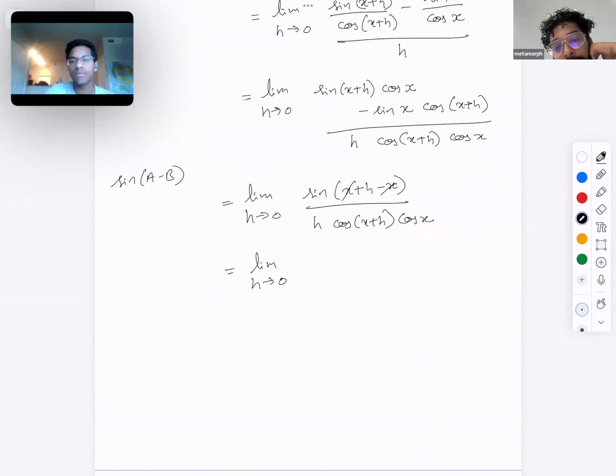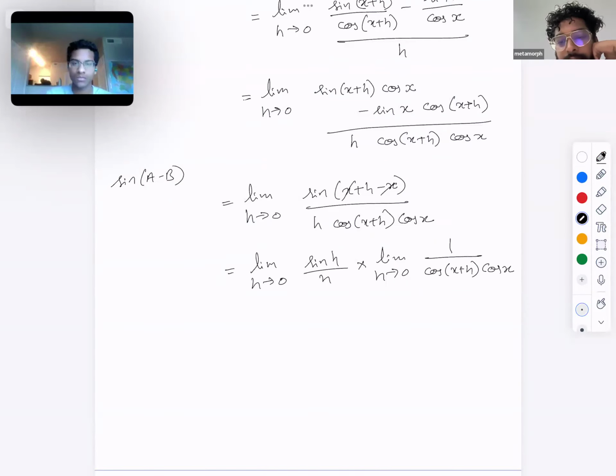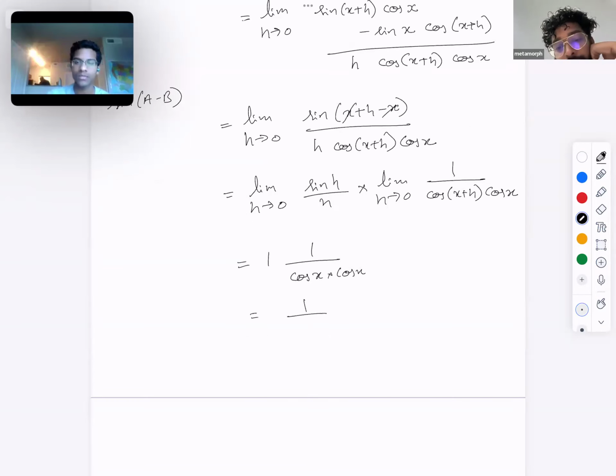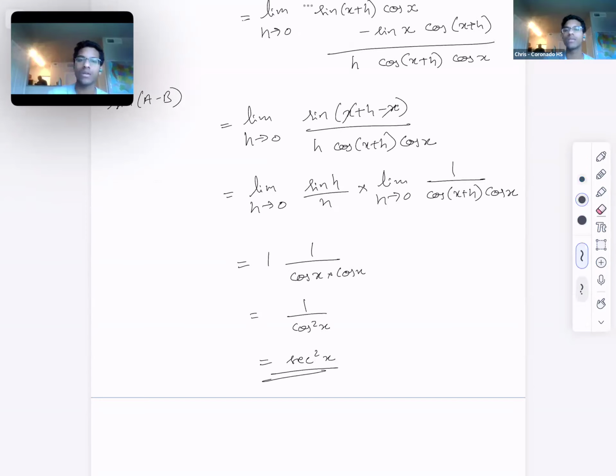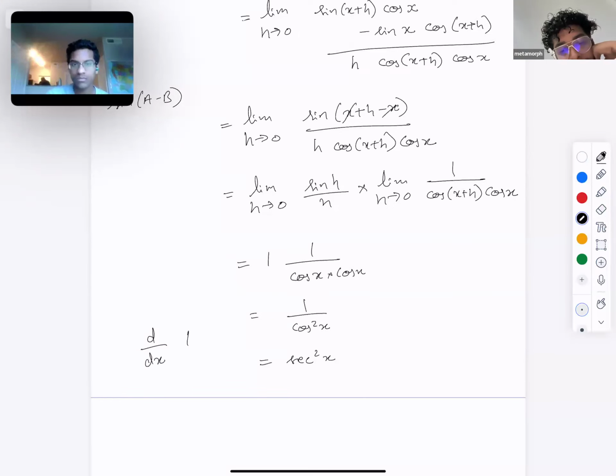Okay. So what I have left is the limit as h approaches 0 of sin h over h, into 1 over cos x into cos of x plus h. This obviously becomes 1, and this becomes 1 over cos x into cos x, which is the same as 1 over cos square x, and you can write that as sec square x. Got it. So that's your derivative of tan x.